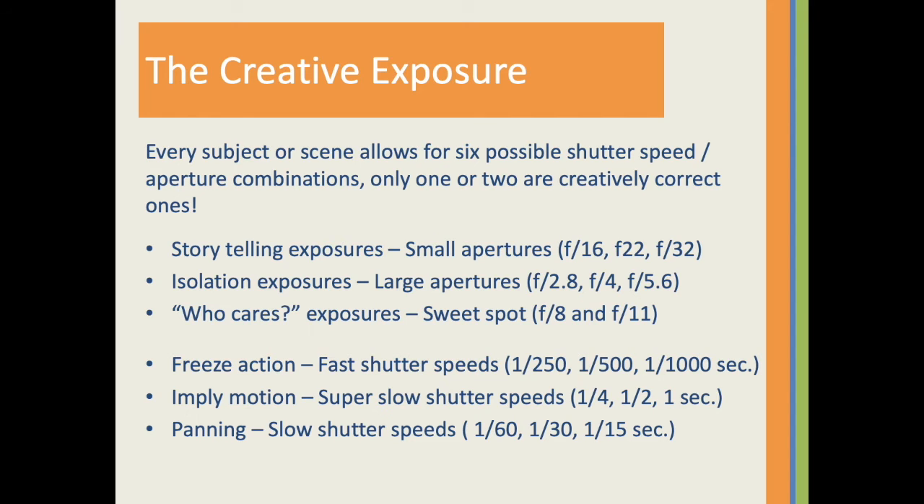But then if motion is the important thing in your image and you want to freeze action, you're going to use a fast shutter speed of 1/250th of a second and above. Or if you want to imply motion, you are going to use super slow shutter speeds of 1/4 of a second or slower. And then there is the example of the motorbike I showed you where I was panning, holding my camera and following the movement of my subject. There you are using slow shutter speeds between 1/60th of a second and 1/15 of a second. So that's what I call the creative exposure.